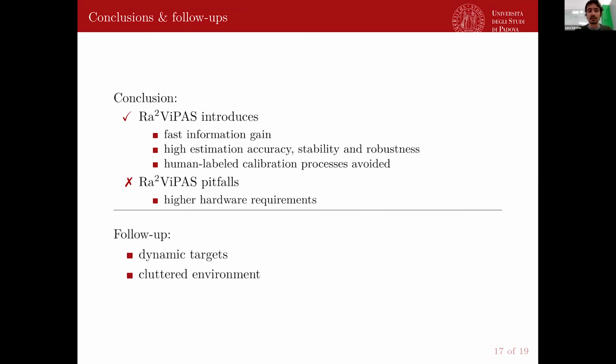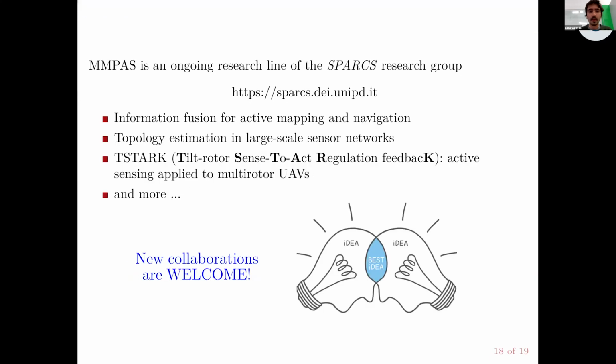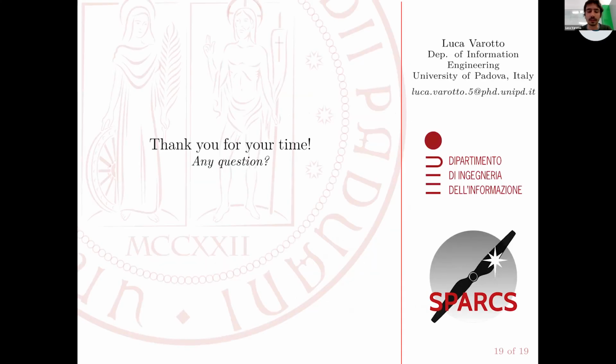Currently, we are working on cluttered environments with dynamic targets inside. And from a more general perspective, multimodal probabilistic active sensing is a current research line in our Sparks research group. And we are always looking for new collaborations and new ideas in order to foster our current projects. With this, I'm done and thank you for your time.